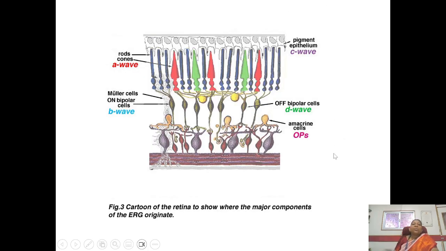These are the different layers of the retina in which the A, B, C and D waves originate. At the top is the pigment epithelium, then the rods and cones. The A wave is associated with the rods and cones, and the C wave is present in the pigment epithelium. The B wave is associated with the bipolar cells, and the D wave is at the end of the stimulus of the bipolar cells, and these are the amacrine cells, etc. So the waveforms originate only in these places.